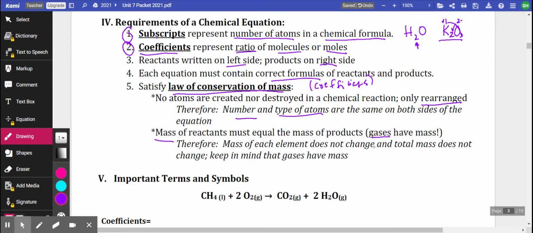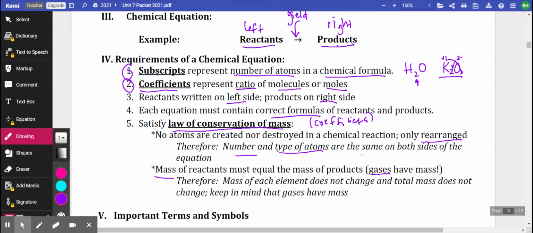gases have mass. So if you do a reaction where it is open to the air, the gas could escape into the air and it will look like the mass went down, but it's not actually going down. The gas is being released into the air. So the mass of each element does not change and the total mass does not change. Okay?